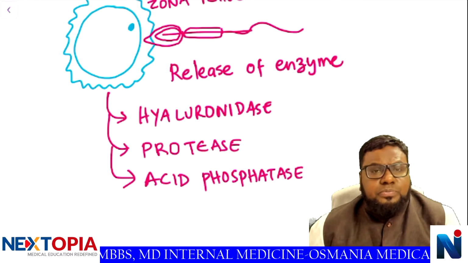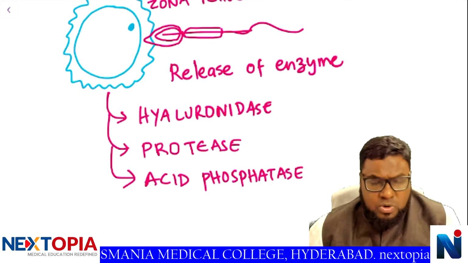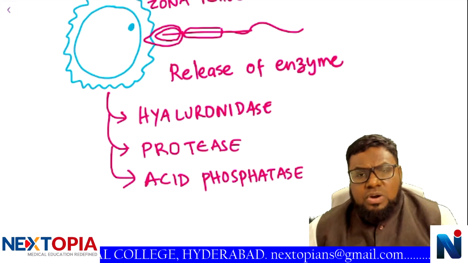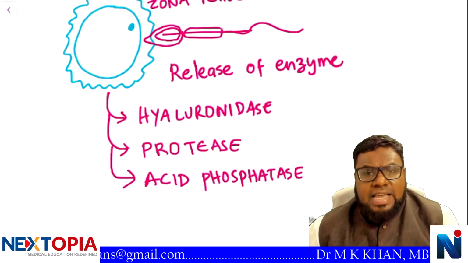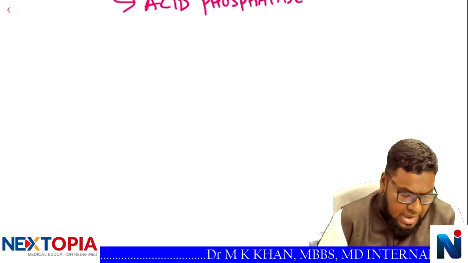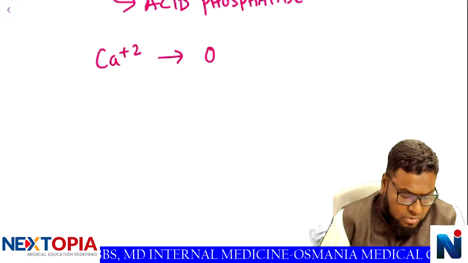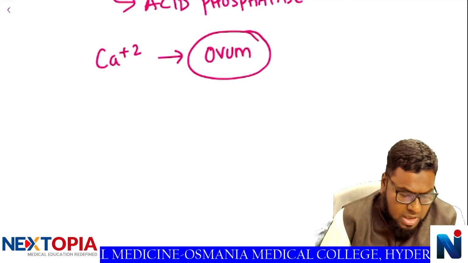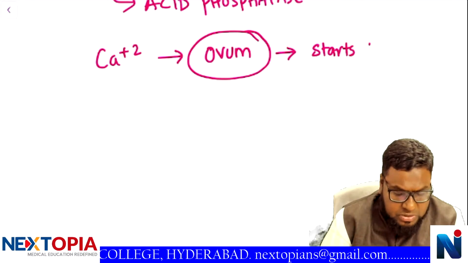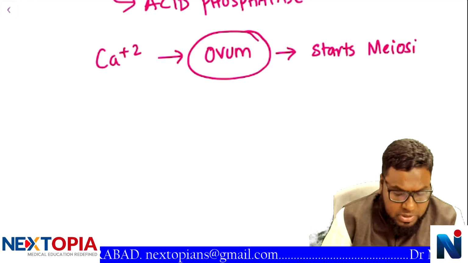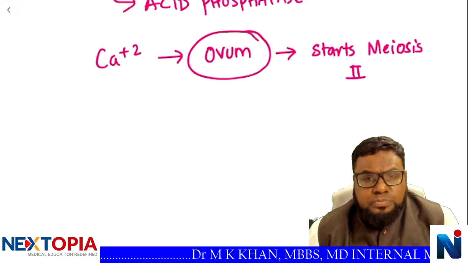All right. After that, because of release of calcium at this point, there is depolarization of the membrane of the oocyte. Because of this depolarization, calcium comes in contact with the secondary oocyte, with the ovum, and it triggers meiosis II. It's a very, very important point. It triggers meiosis II.